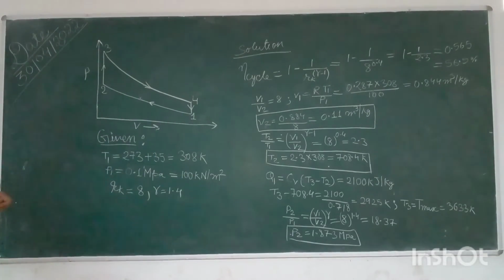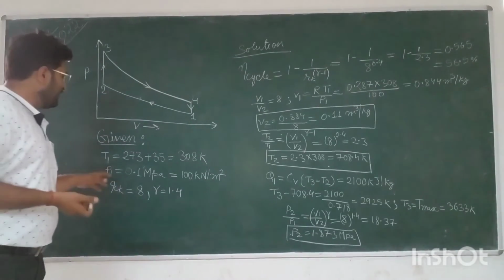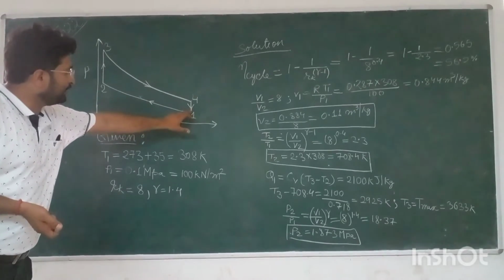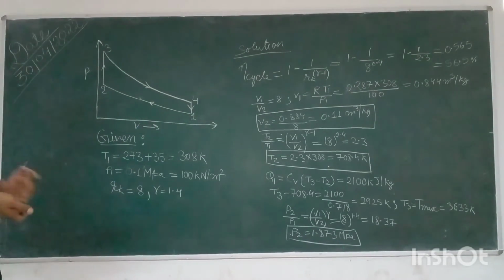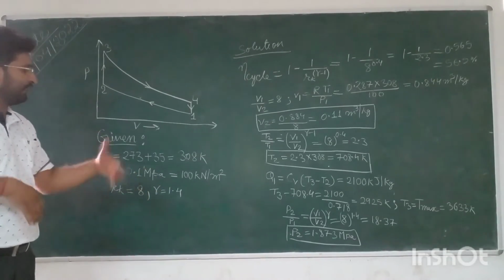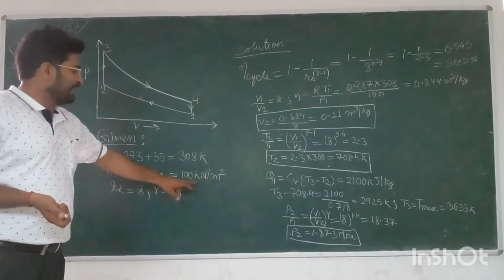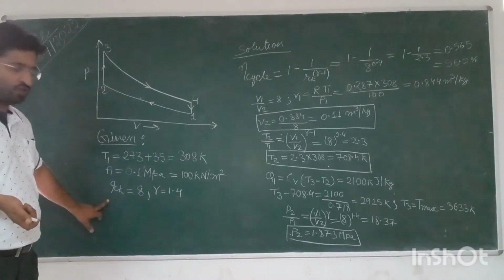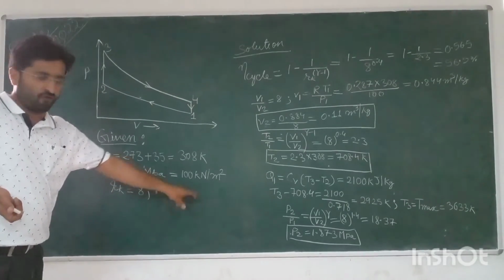After that, we have been given the pressure at the inlet of the engine, that means at the initial stage of the compression, and it's P1 equals 0.1 megapascal. And when we convert it into kilonewton per meter square, it comes to 100 kilonewton per meter square. And we are given the compression ratio, that is 8, and gamma, that is equal to 1.4.